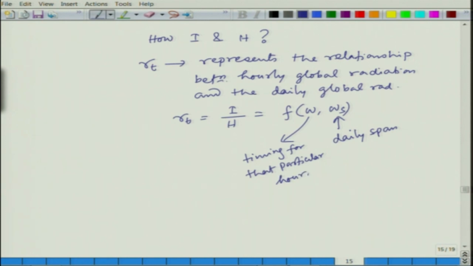Now, again this r T we can find out exactly, and we will see that in the next class, how we can find it out, and that way we will be able to predict the hourly values for each day for a particular location. So, we will see that in the next class.